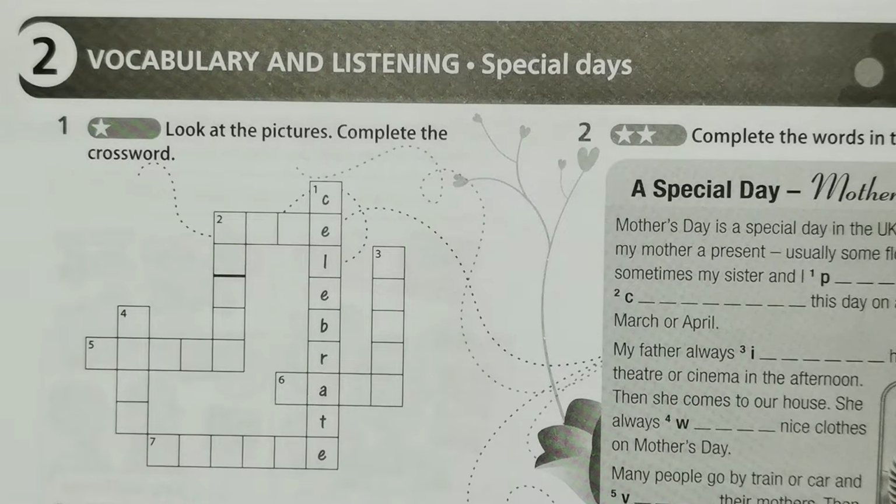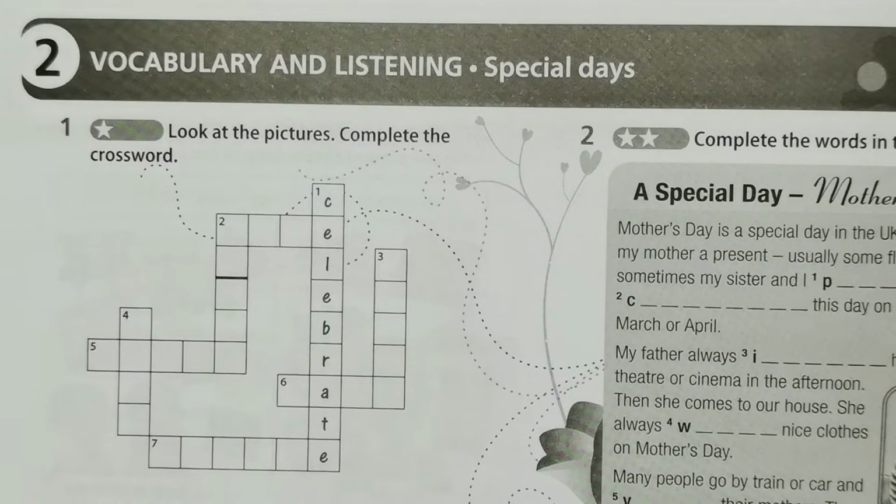Okay, pupils, we are on this Year 5 English +1 workbook. We are on page 22, Unit 2, Days. Today we are going to learn vocab and listening, special days. Activity 1 is the easiest. Look at the pictures and complete the crossword. We have around 8 crosswords.